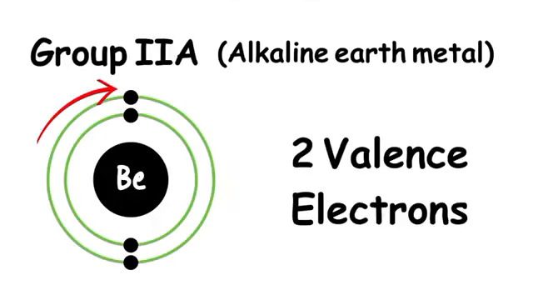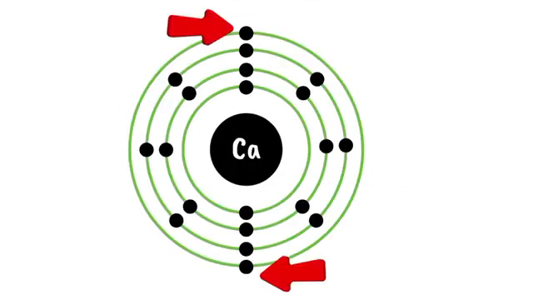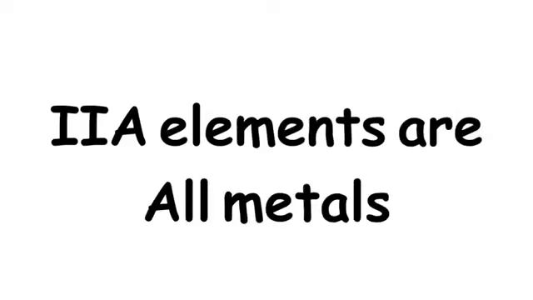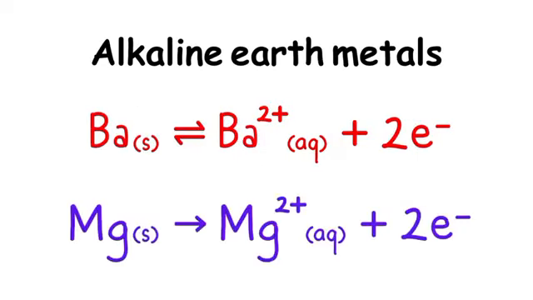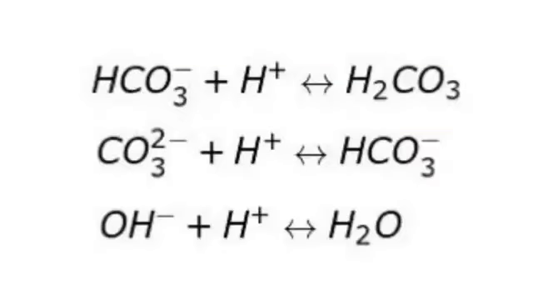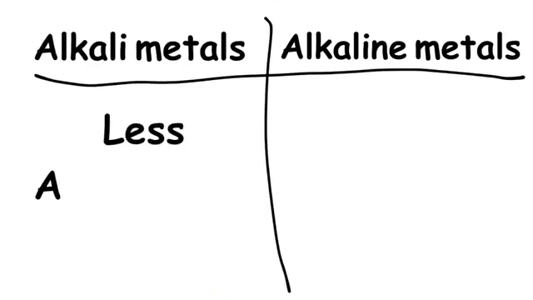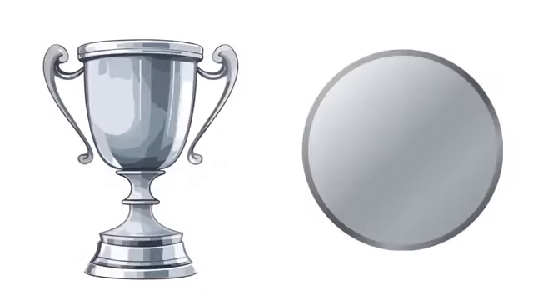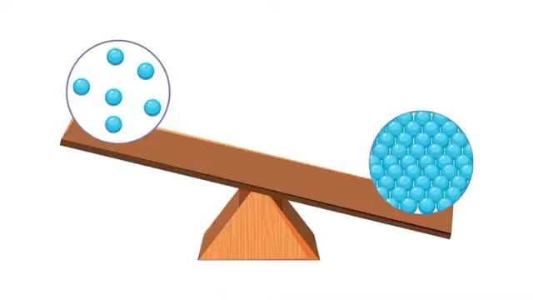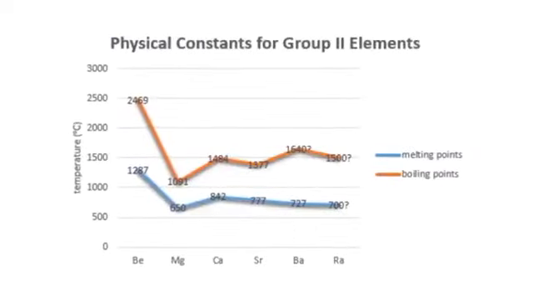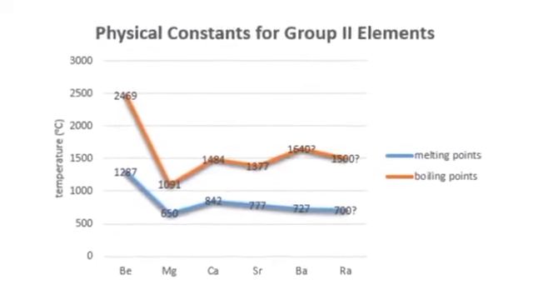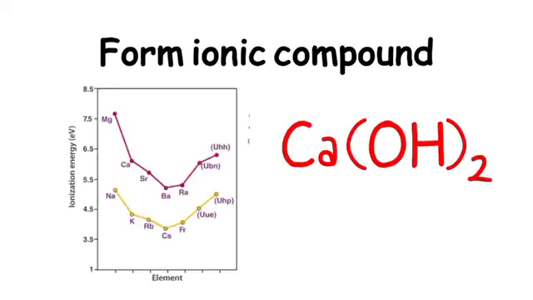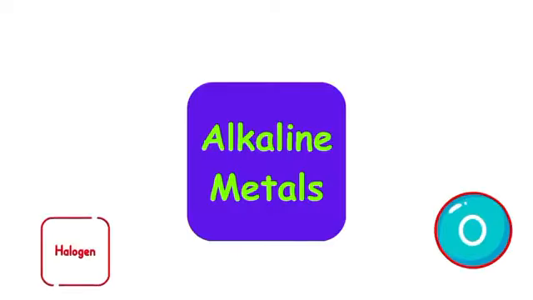Group second A. They contain 2 valence electrons in their outermost shell. All are metals. They are called alkaline earth metals and also form alkalis, but they are more abundant on earth crust than first A elements. They are silvery or gray color, harder and denser than alkali metals, with higher melting and boiling points than first A elements. They form ionic compounds with group 7 elements and oxygen.